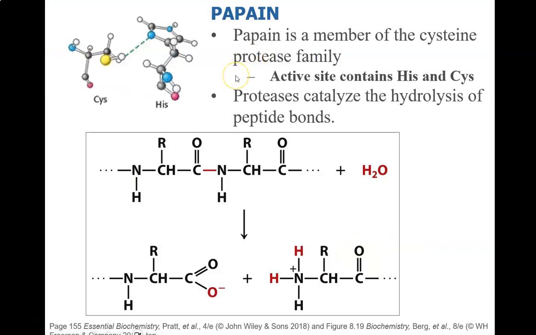So let's look at some examples. Papain is a member of what we call the cysteine protease family. The active site contains histidine and cysteine, and there are other members of that family. So once you learn the mechanism for papain, you know how all cysteine proteases work. This is a protease, and proteases catalyze the hydrolysis of peptide bonds in proteins.